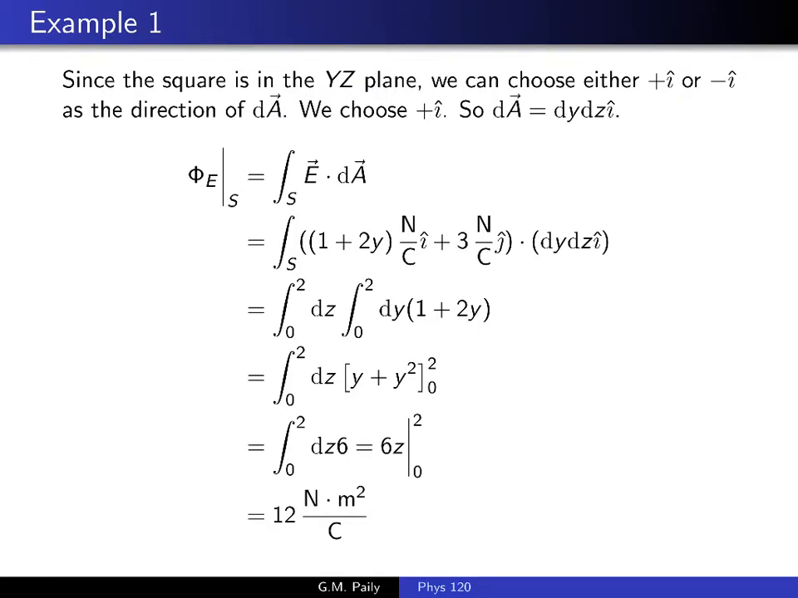Since the square is in the YZ plane, we can choose either plus i or negative i as the direction of dA, since both of these are perpendicular to the YZ plane. We will choose plus i hat. So our dA is dy times dz times i hat. i hat gives us the direction, which is perpendicular to the YZ plane, and dy and dz give us a small area.